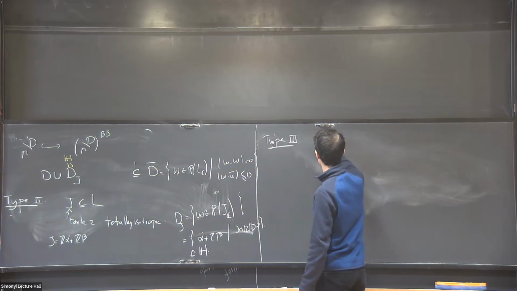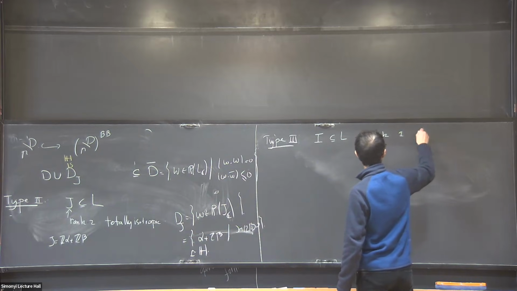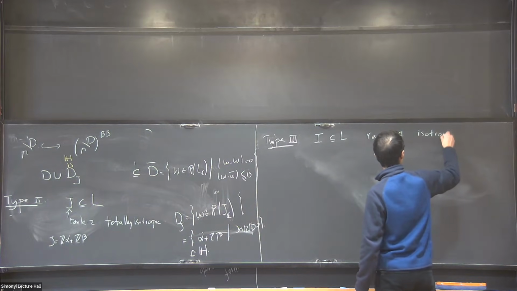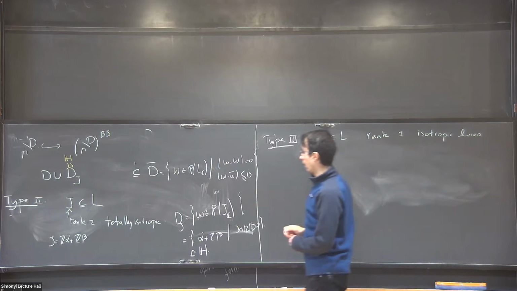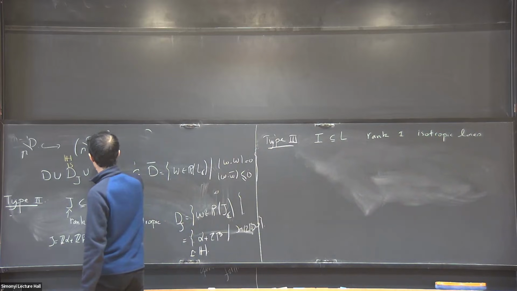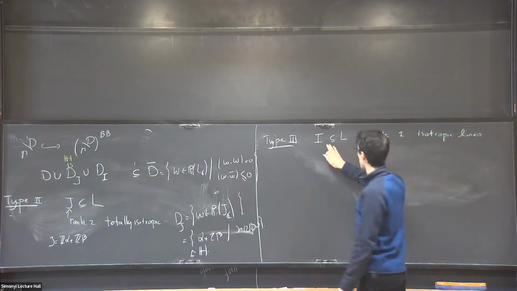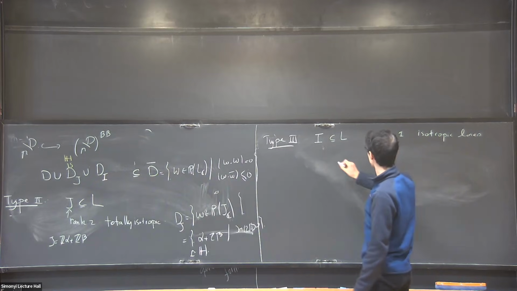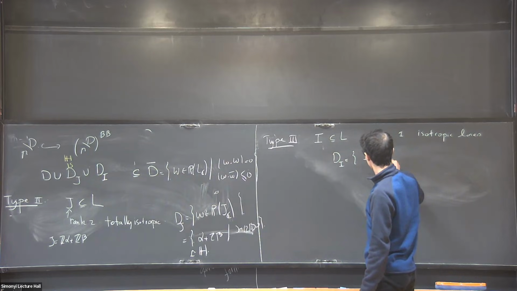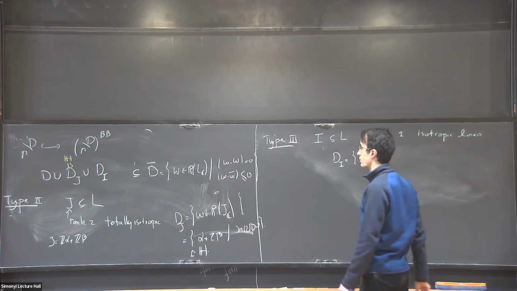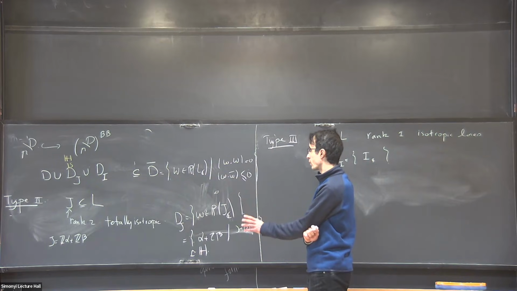will be just parameterized by rank 1 isotropic lattices or isotropic lines. And for this type, every time you have a rank 1 isotropic line, you can just take D_I to be just the line that corresponds to this isotropic space. It obviously satisfies these two conditions. Okay.